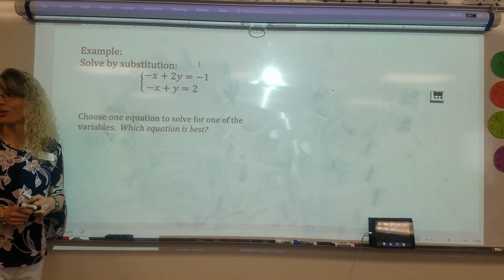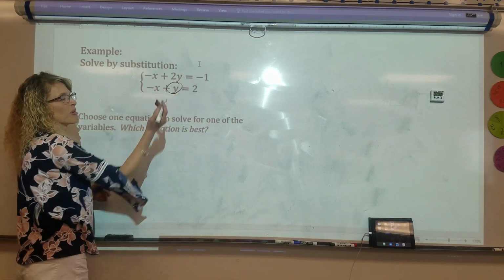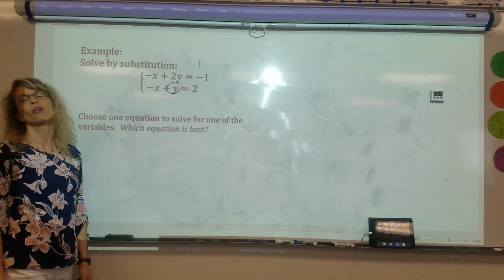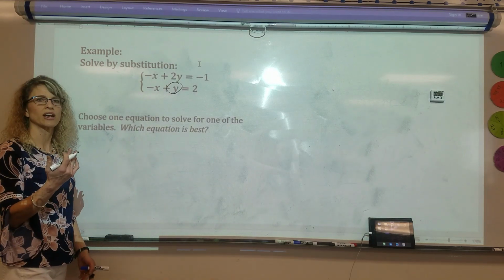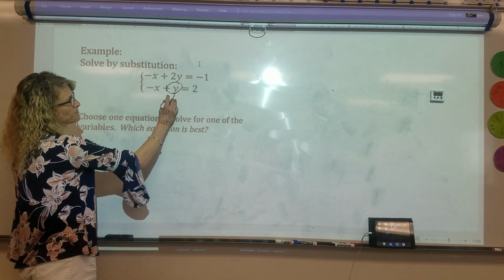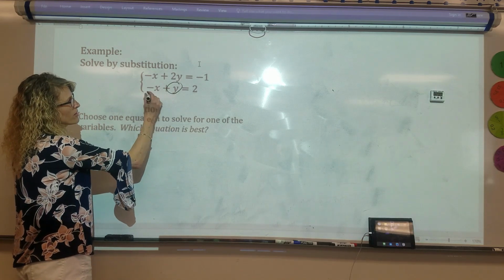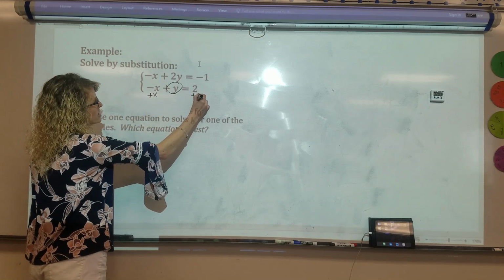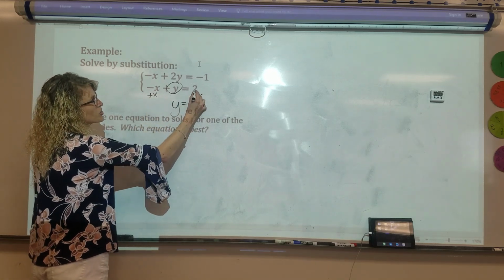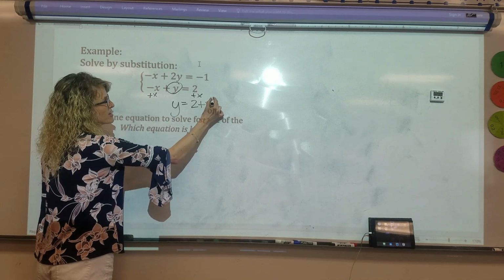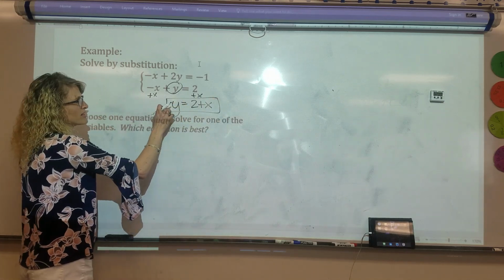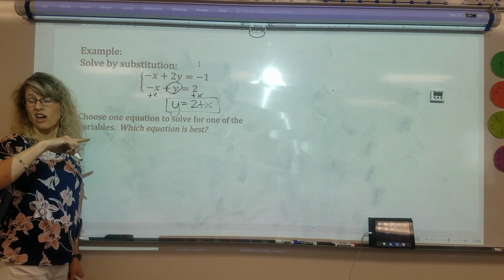I agree. I totally agree. This is the easiest one. It's positive and there are no coefficients with it. Perfect. Good choice. So how would I isolate it? Stacia? Add x. Perfect. So that leaves me with y equals 2 plus x. That's my new third equation. I'm going to come back to that. What do I do with that?